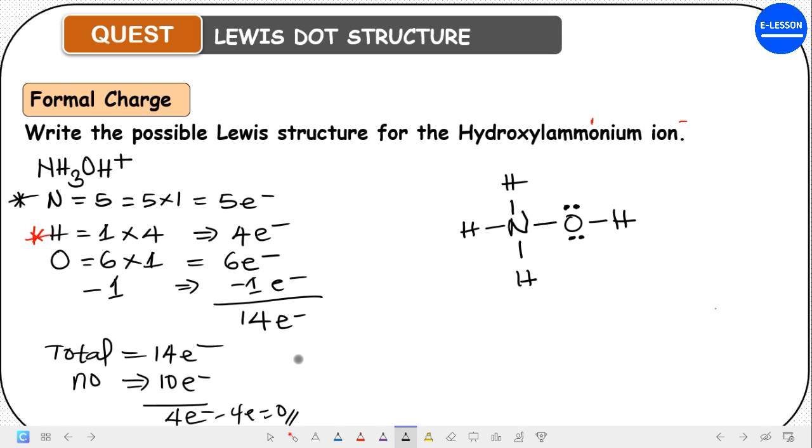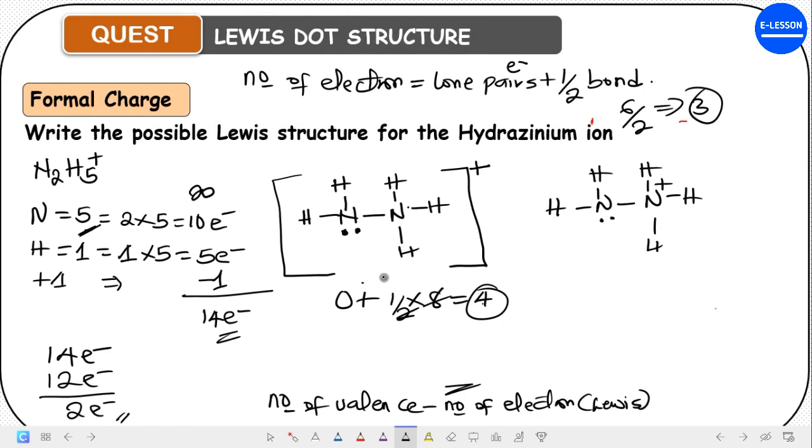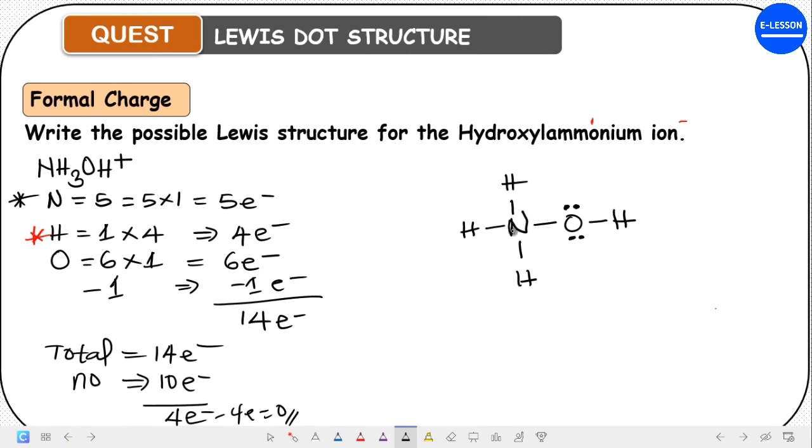And since there is no other electron remaining, now where are we going to put the positive charge? Note something: whenever nitrogen forms 4 bonds, just know that nitrogen has the positive charge. Look at this one, it forms 1, 2, 3, 4. Even the one we did earlier also formed 4 bonds. 1, 2, 3, 4. We say the positive charge should be here. Is that okay? So in this case, the positive charge is for nitrogen.